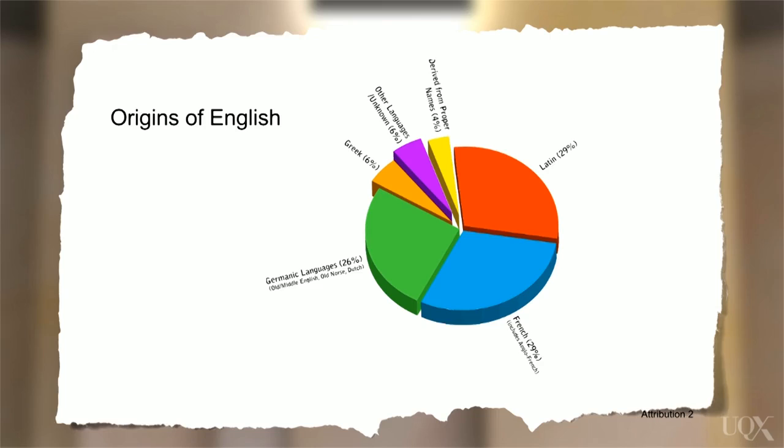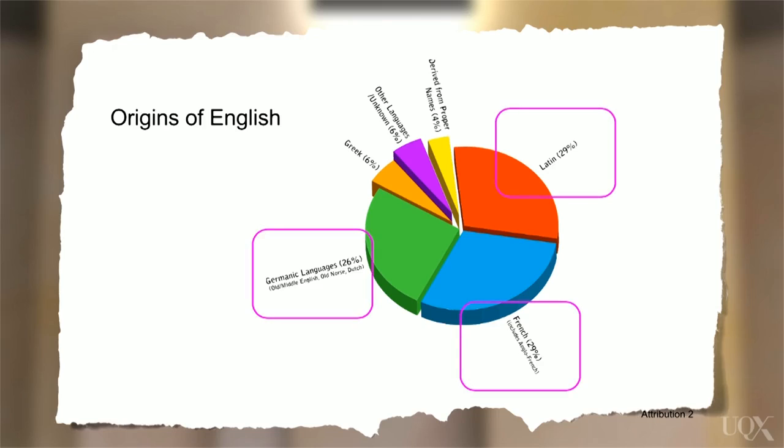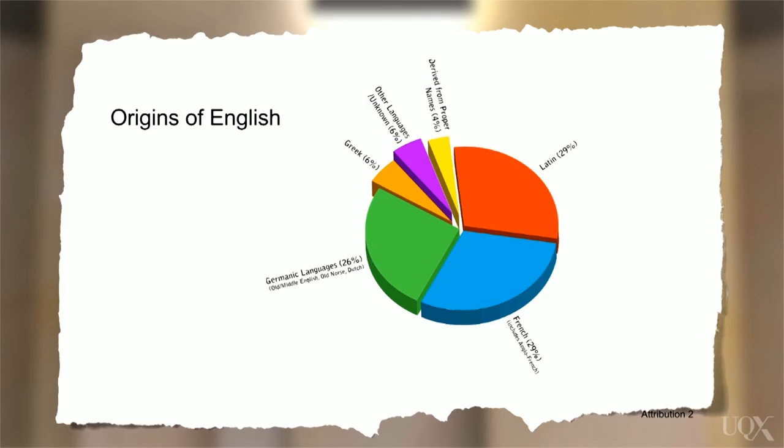We could say that 3 languages, Germanic languages, French, and Latin, had the greatest influence in roughly equal proportions, and much less influence came from Greek, other languages, and the names of people and places. So, let's look at how we would compare each of these 6 influences on English.